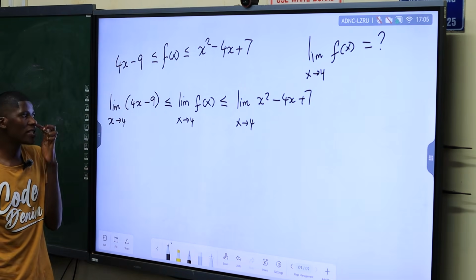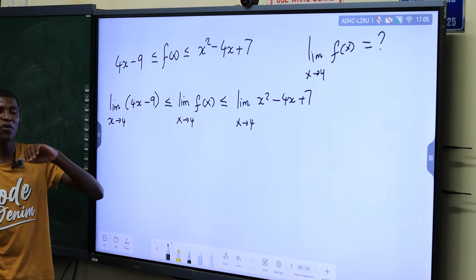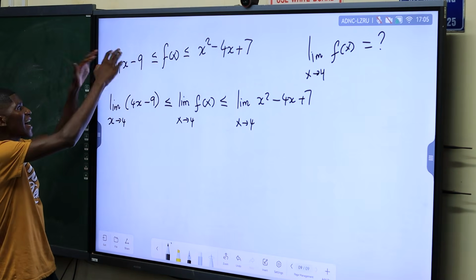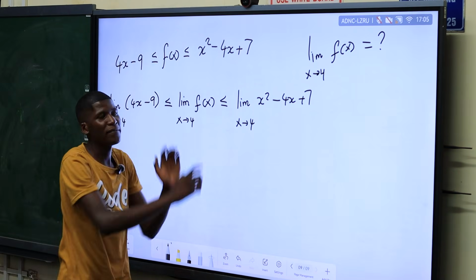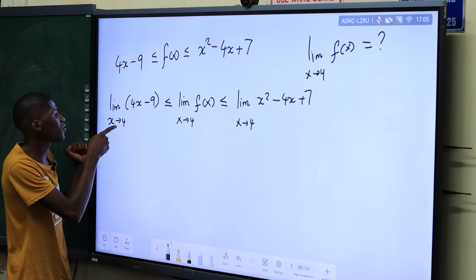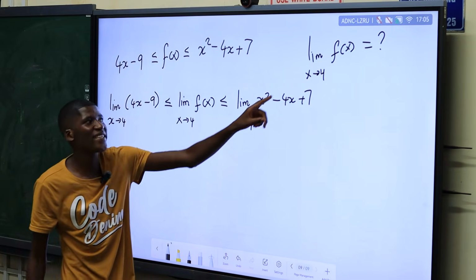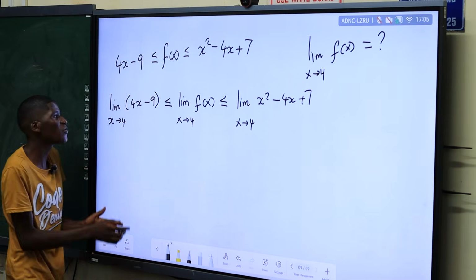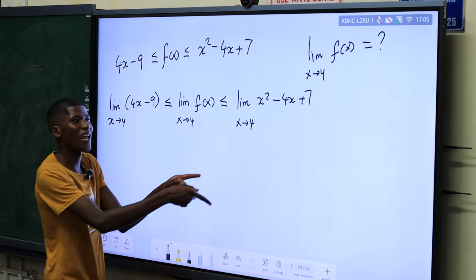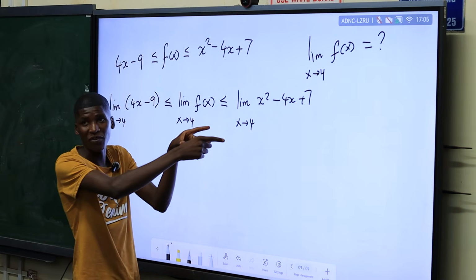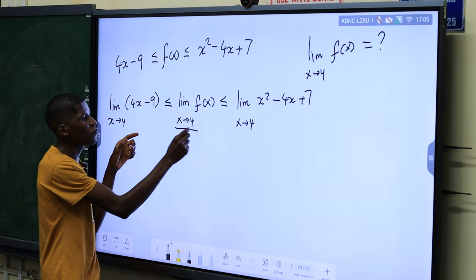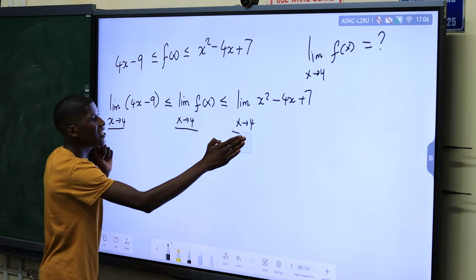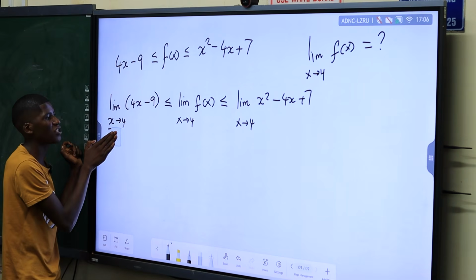So this is the limit. You can distribute it over this inequality sign. So you do the limit here, and also the limit here, following the instruction, as x approaches 4. So each part of the inequality, you just put the limit as x approaches 4 to it.